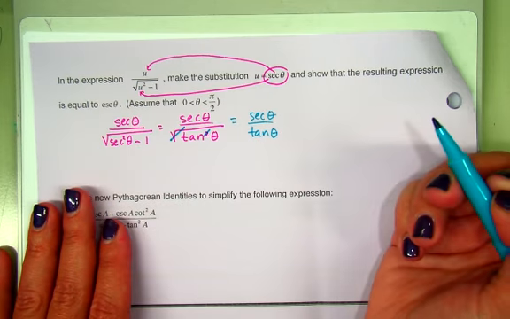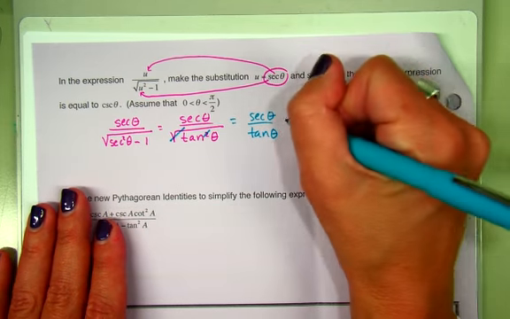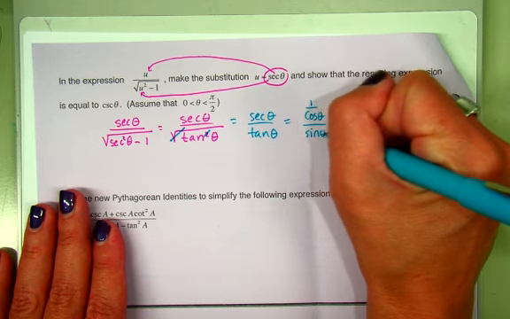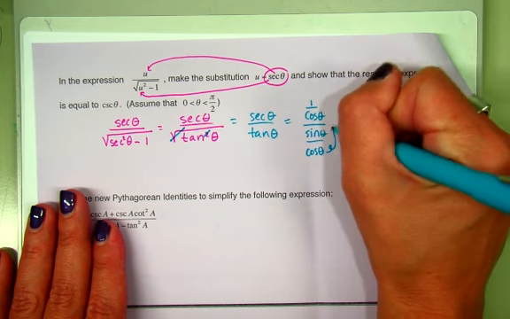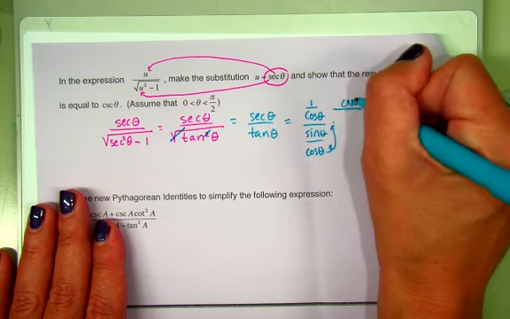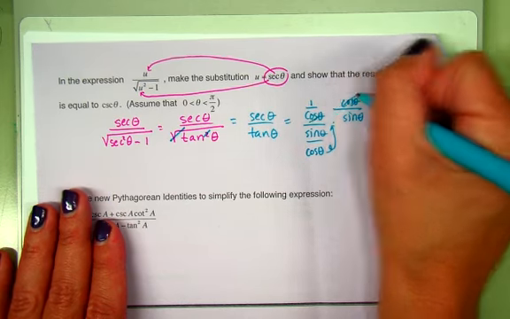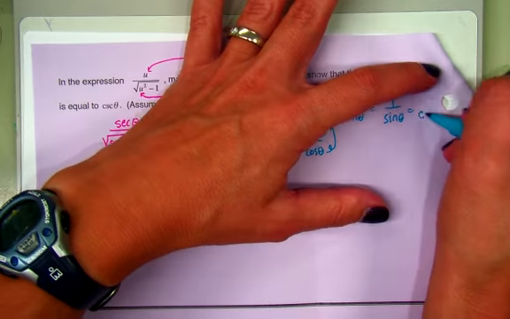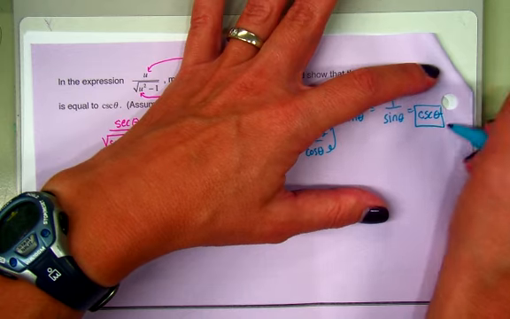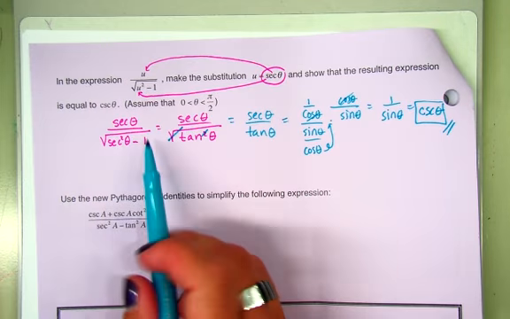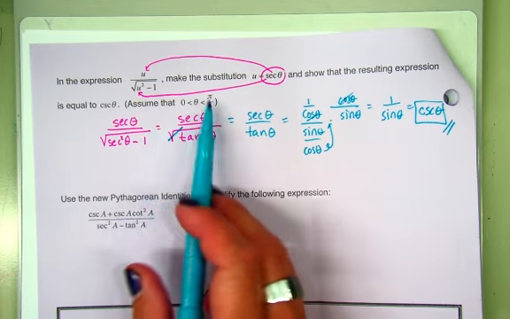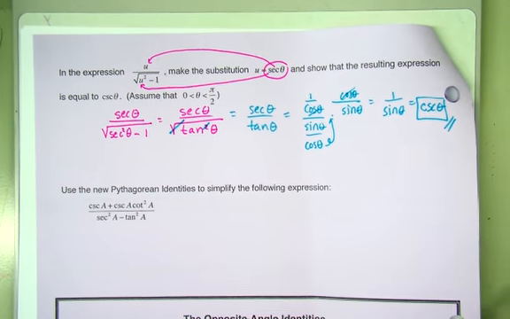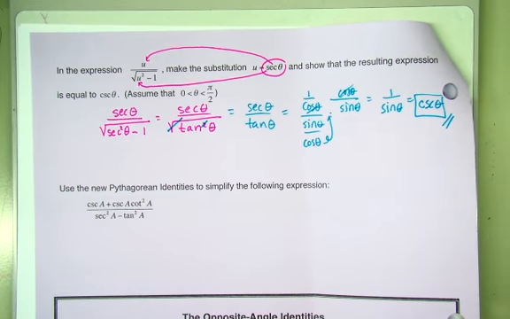Now I can switch to sines and cosines. 1 over cosine, and tangent is sine over cosine. Flip. And what do I get? 1 over sine, cosecant. And that's what they asked us to show. They did say to assume that we're in quadrant 1 so that everything's positive. That wasn't too bad.